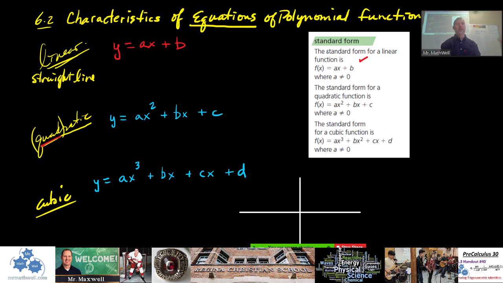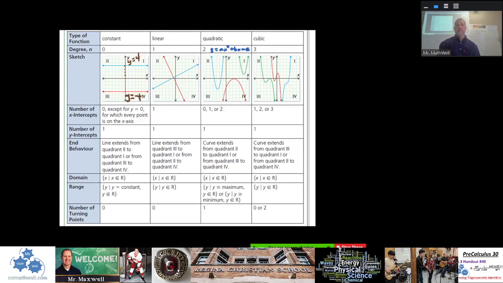We talked about degrees of polynomial functions. We talked about what polynomial functions were. We talked about straight lines, quadratics, turning points, intercepts, end behavior, a little bit on domain and range. That was your 6.1 lesson. In 6.2, we are going to now further our study on the characteristics and equations of polynomials.